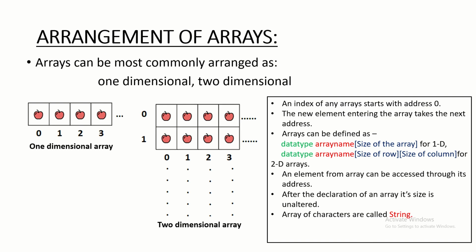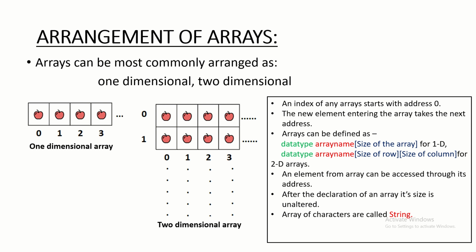Arrangement of arrays. Note this point, the index of an array always starts with address 0. If I have an array and already have an element in the 0th position, the new element entering the array takes the next address value, that is 1. Likewise, every new array element entering an array holds the next address.